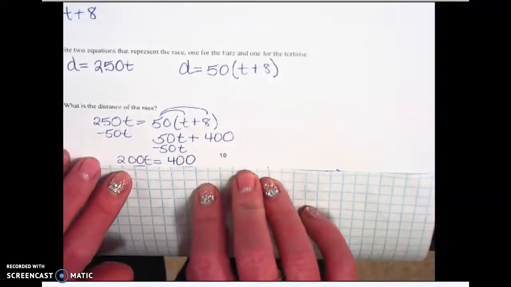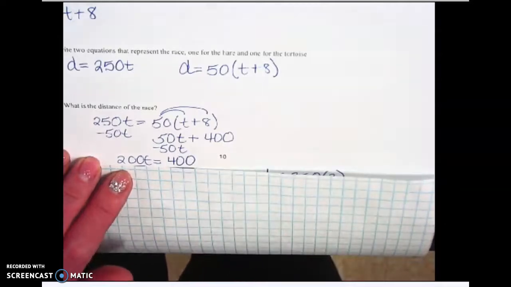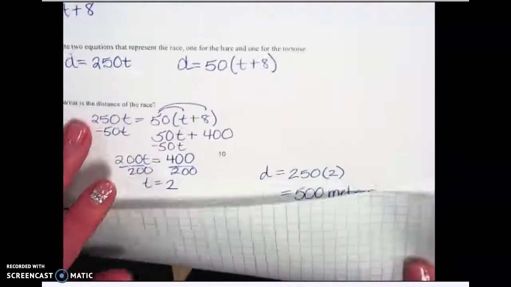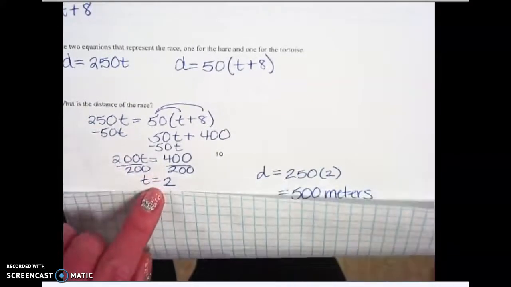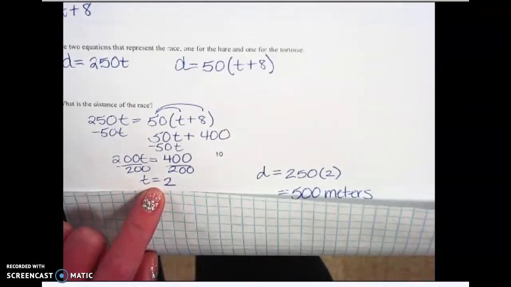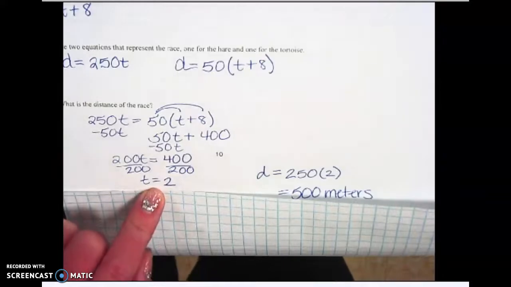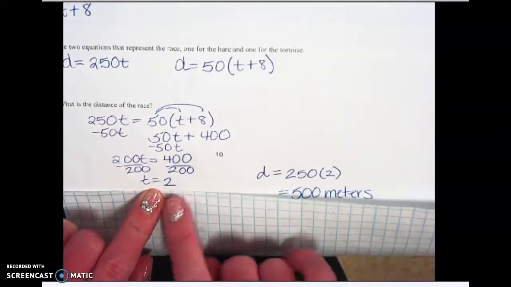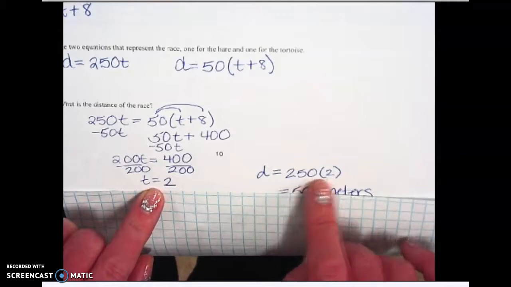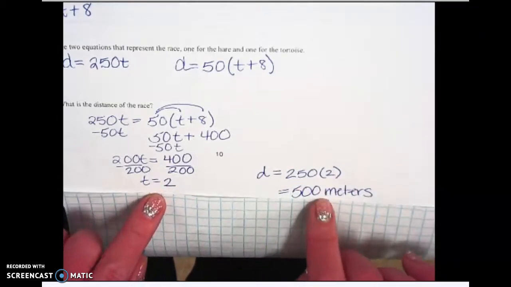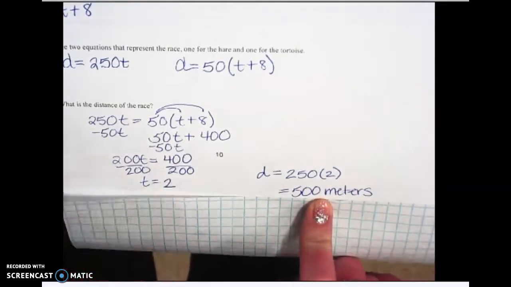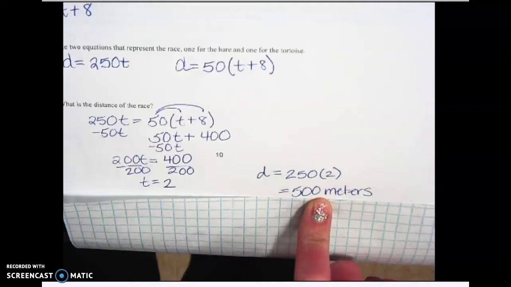400. And most of you can do this in your head. You don't even need a calculator, right? How many times does 200 go into 400? Twice. So the time took 2, was it hours or minutes? Hours. 2 hours. All right, so D is 250 times T, so they went 500 meters. That's how long the race was, a 500-meter race.